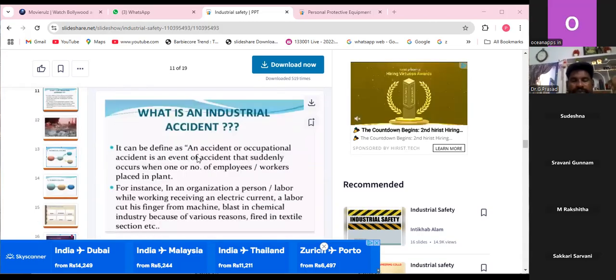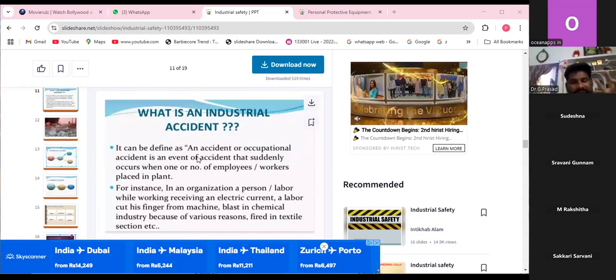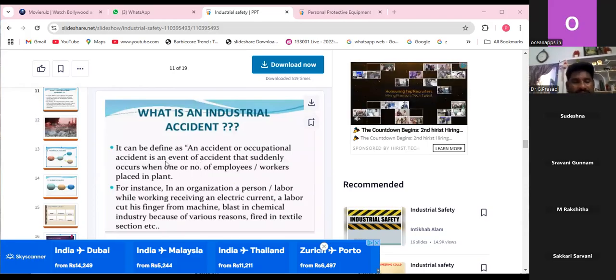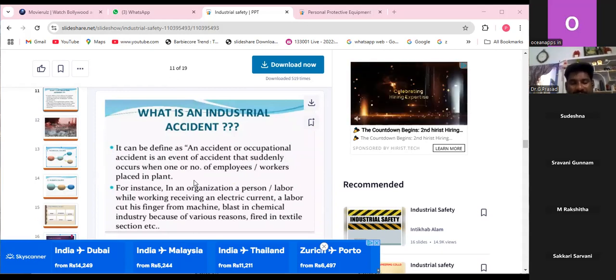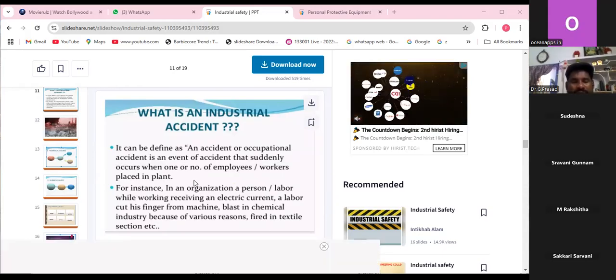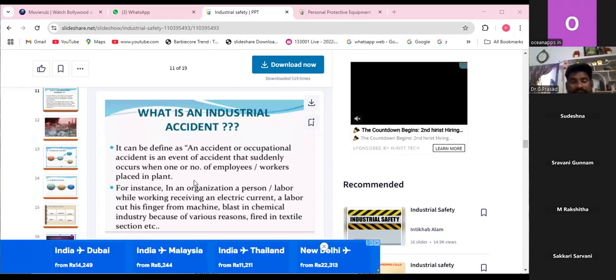What is an industrial accident? There is an incident and an accident. An accident is something that happens without proper timing, suddenly. That is called an accident. It can be defined as an occupational accident, an event that suddenly occurs when one or more employees or workers are placed. That is called an accident.